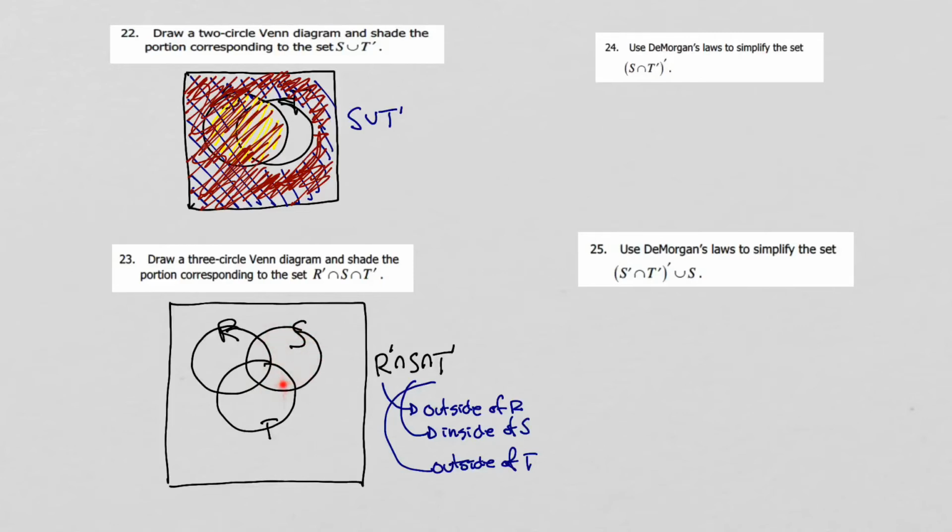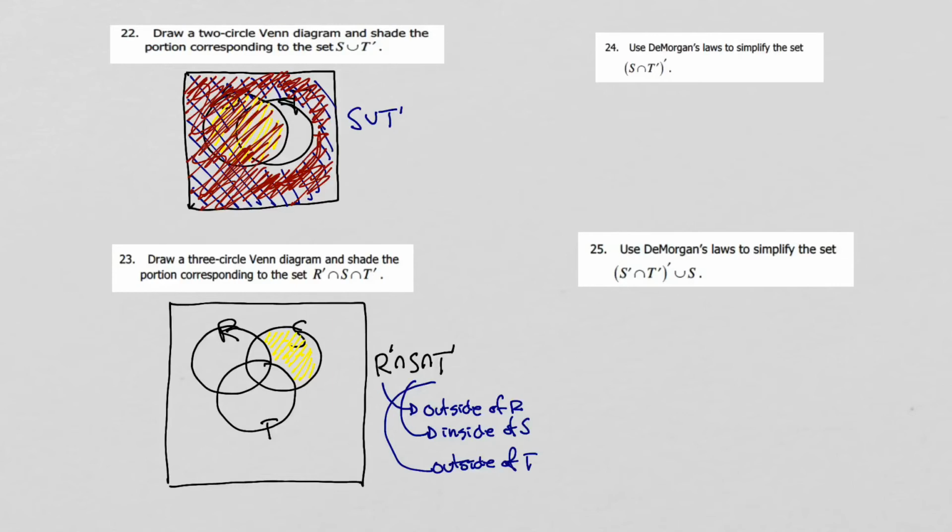But then the third one says we have to be outside of T. So now, instead of all of this, we have to eliminate that. So we're going to have, how about this region? If you put any dots in here, where are those dots? They are outside of R, they're inside of S, and they're outside of T. So we're going to shade this region right here.